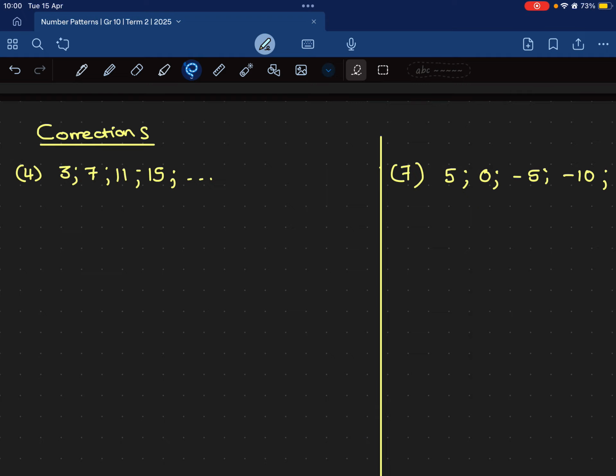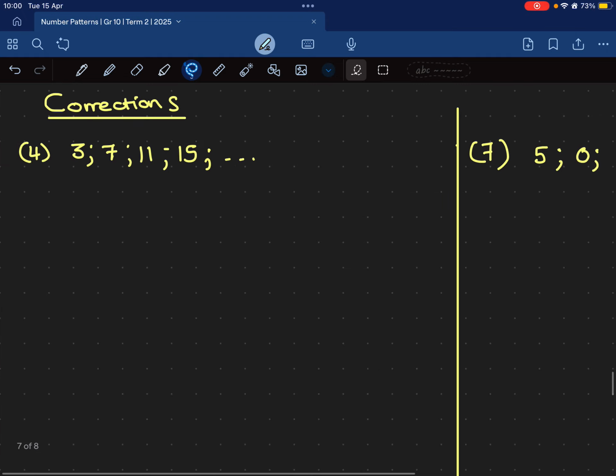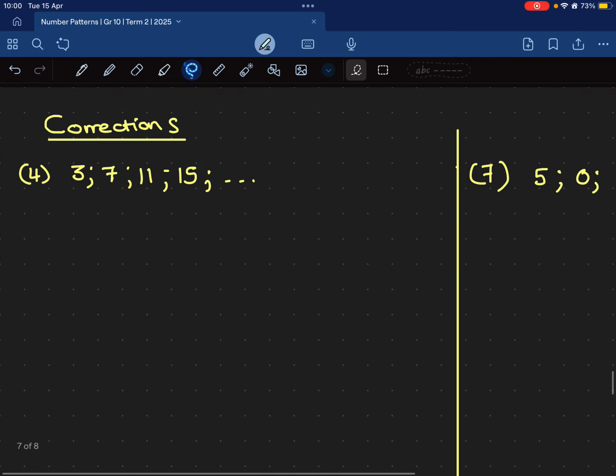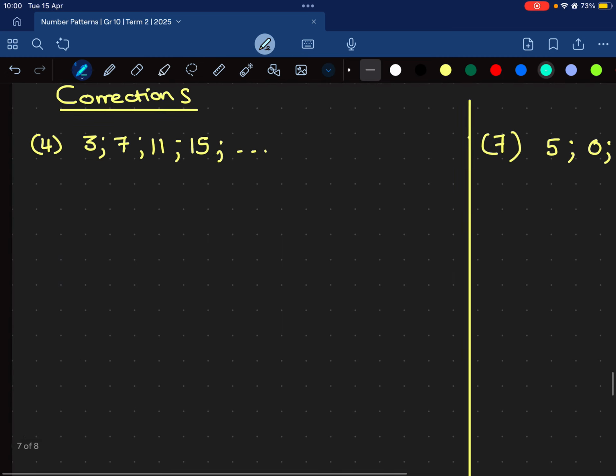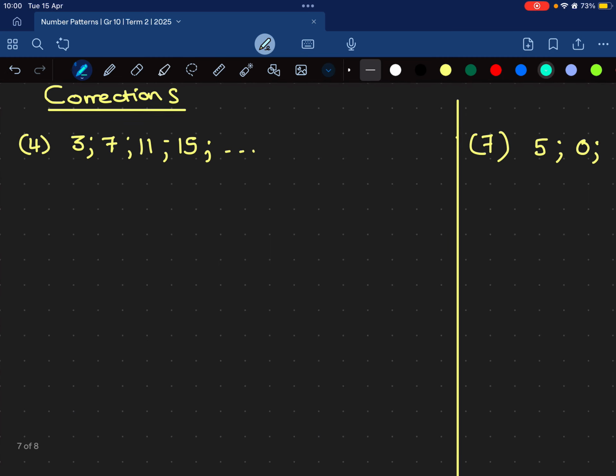Okay, so if we start with number 4, we can see number 4 has the pattern 3, 7, 11, and 15. Okay, so I'm going to start by figuring out what my common difference is. I'm going to say, well, T3 minus T2 should be equal to T2 minus T1.